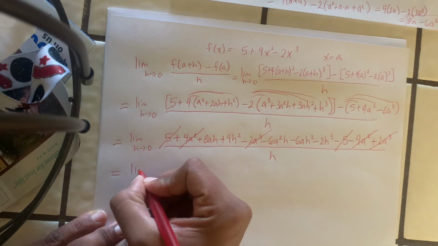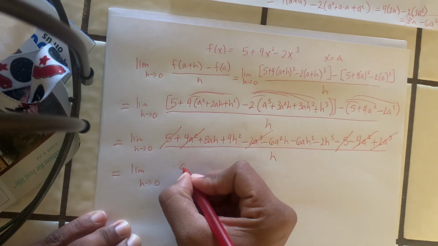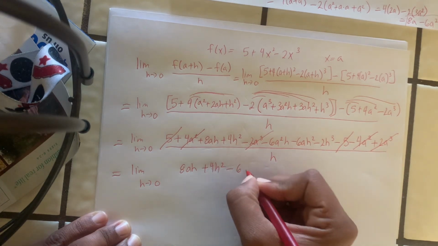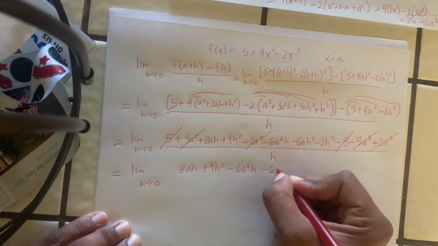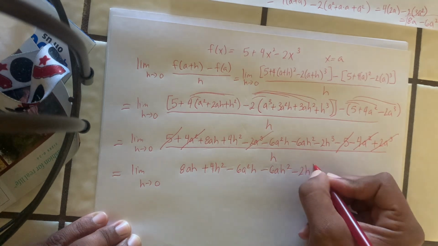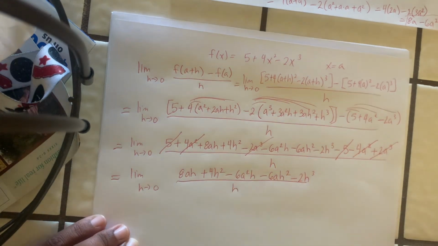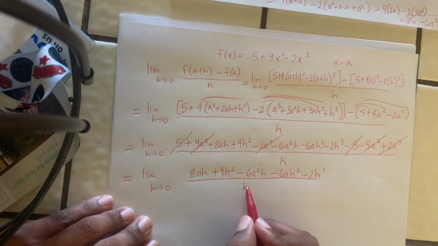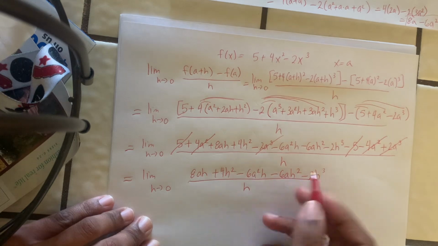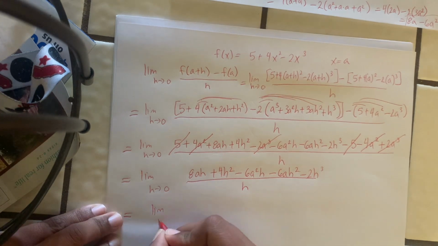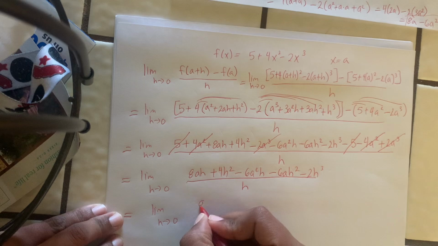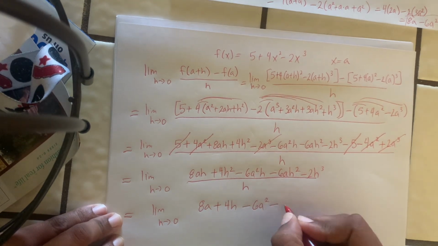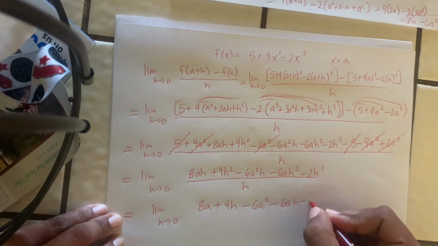We are left with the limit as h approaches 0 of 8ah plus 4h squared minus 6a squared h minus 6ah squared minus 2h cubed over h. Then what we notice here is that every single term has an h, meaning this can cancel out one h in each of the terms. I'm left with the limit as h approaches 0 of 8a plus 4h minus 6a squared minus 6ah minus 2h squared.